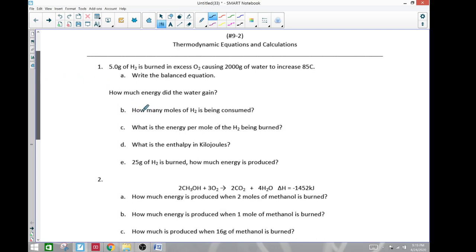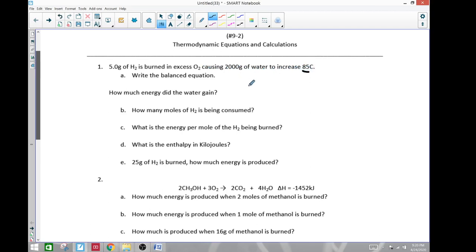We're looking to run through some answers on thermodynamic equations and calculations. So we're looking to utilize our specific heat and our formulas to solve some stoichiometry and some things here. 5 grams H2 is burned in excess oxygen, causing 2,000 grams of water to increase that much temperature. Write a balanced equation.